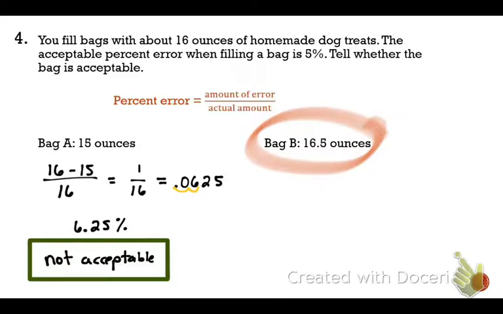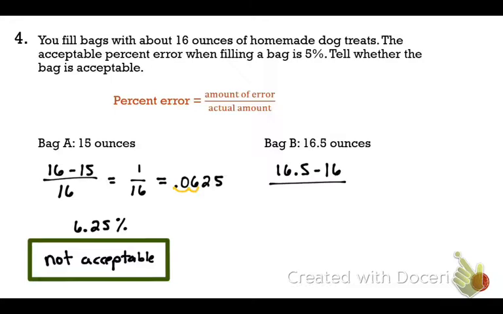All right, Jacoby, help me out. What did you and your partner come up with? How do we do this problem? So we did 16.5 and then subtracted 16. Then we divided it by 16 ounces. Then we got 0.5 over 16. So once you divided that, you get 0.03125. And in order to make it a percentage, we moved it 2 places to the right. And then we got 3.125%.